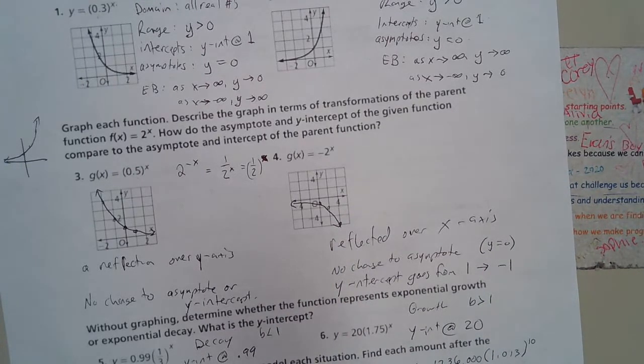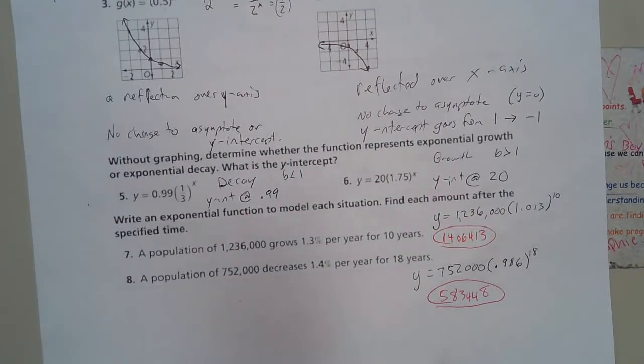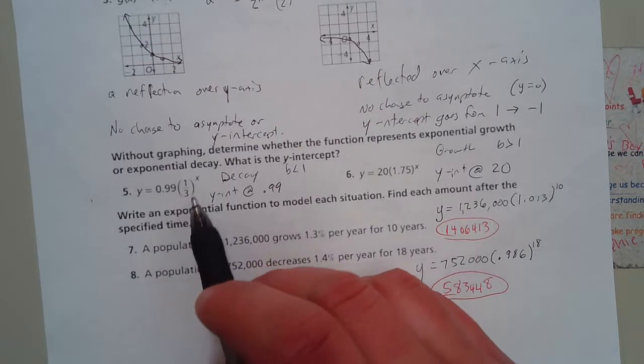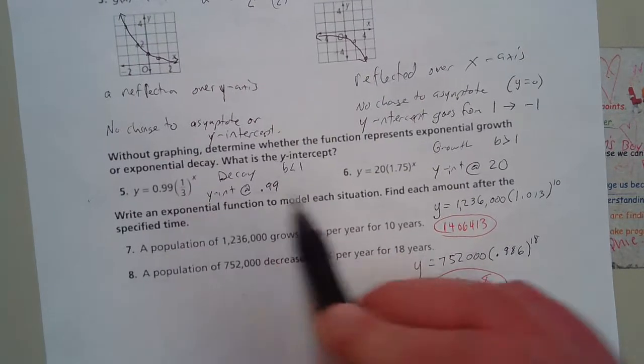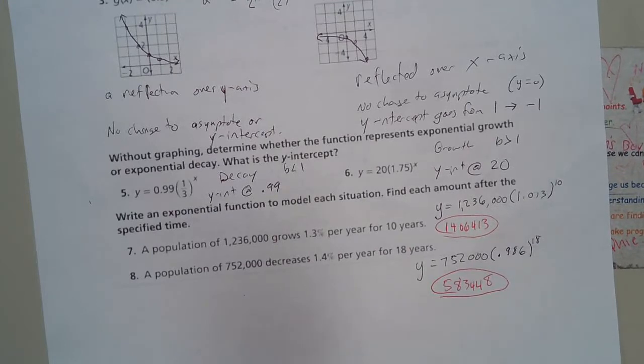Okay. All right. Next one, is it growth or decay? These should be super easy. If your b value is between 0 and 1, it's decay. And if your b value is above 1, it's growth. Super simple. Don't overcomplicate that.